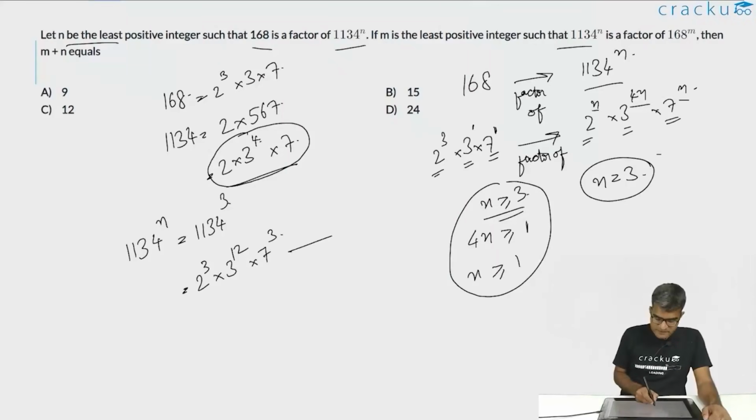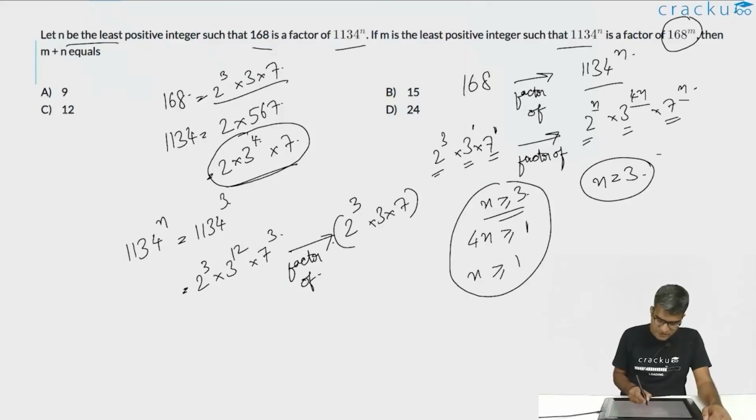This, we are told, is a factor of 168 to the power m. 168 to the power m is 2 cube into 3 into 7 whole to the power m. This is 168 to the power m. This is 2 to the power 3m into 3 to the power m into 7 to the power m.